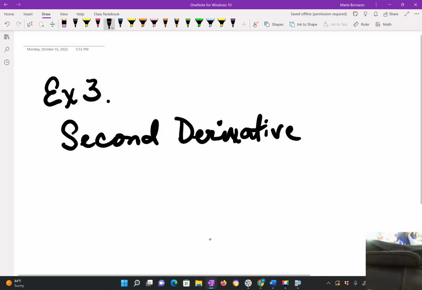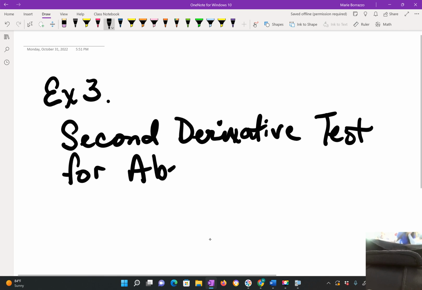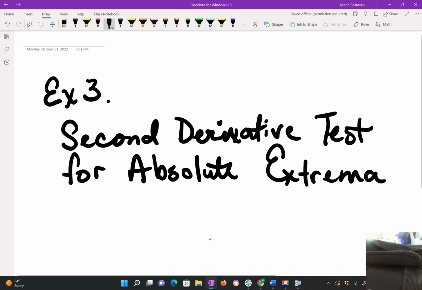So this is a second derivative test again. And same thing for absolute. I'll try that calculator thing again and see why it didn't work. Absolute extrema on an interval.